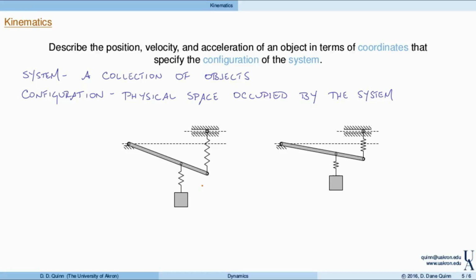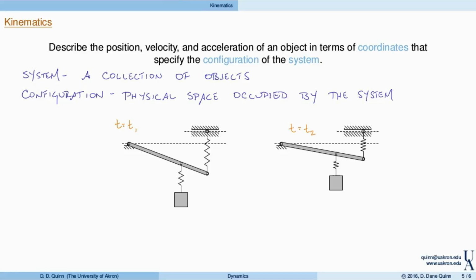I have shown the system in 2 different configurations. So say this is t equals t1, and this is some later time, t equals t2. So this is the same system at 2 different times occupying two different configurations. Notice that the bar is moved and the block has moved relative to the bar and with respect to the absolute position. So again, we have two different configurations for the same system.